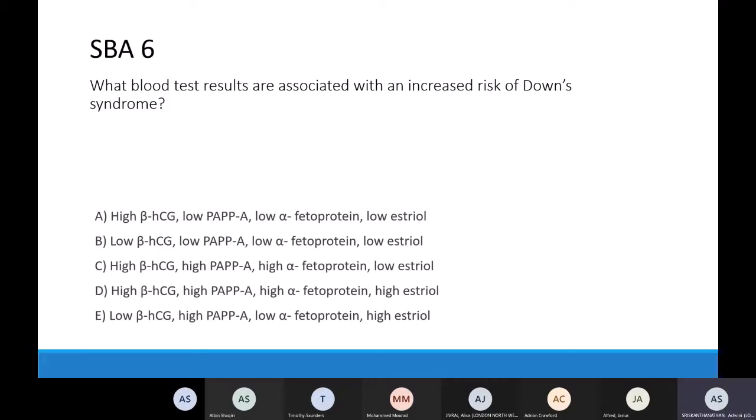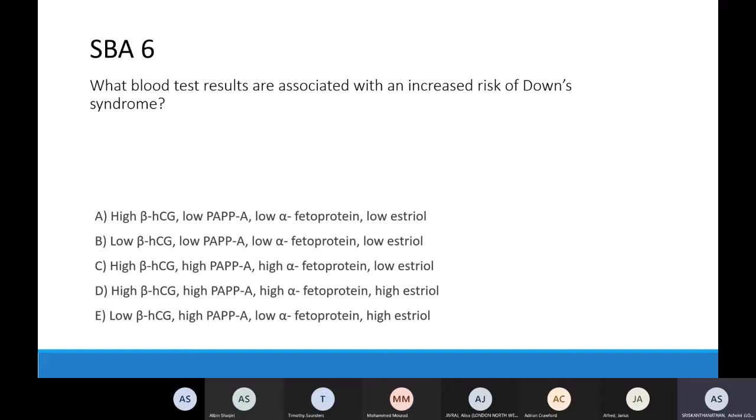Okay, next SVA. Just opening the polls. So what blood test results are associated with an increased risk of Down syndrome? Yeah, I'll give it about 5 more seconds. I think this is the last SVA. Okay, I'm going to stop the poll now.